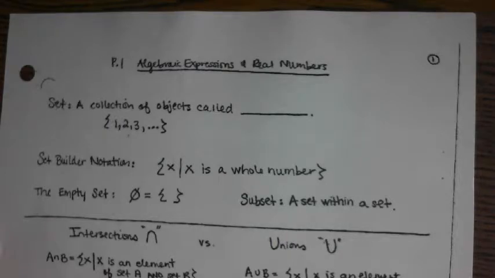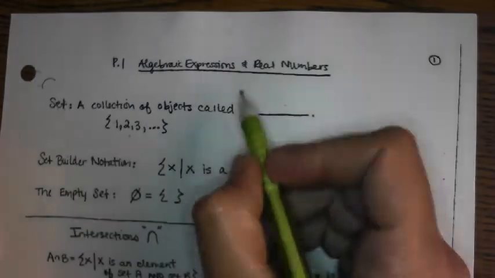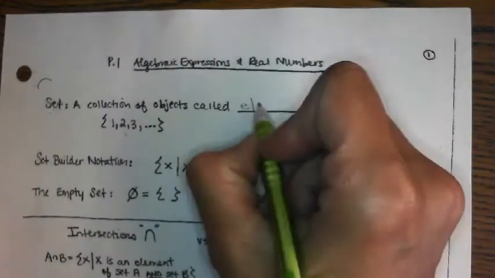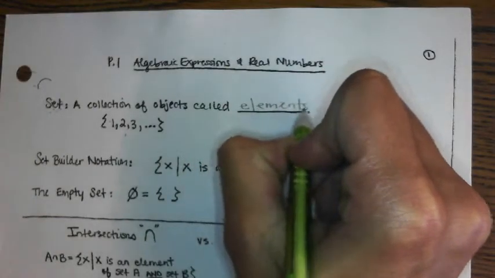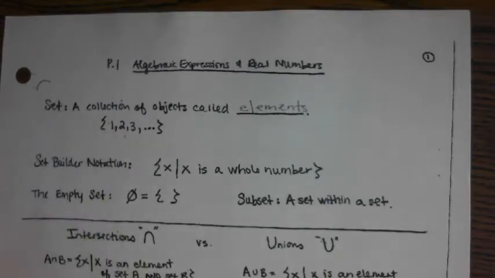A set. A set is a collection of objects called, does anybody know? Starts with an E. L. There's a periodic table of them. Elements. Okay. So a set is just a collection of objects called elements. This set notation are these curly brackets.